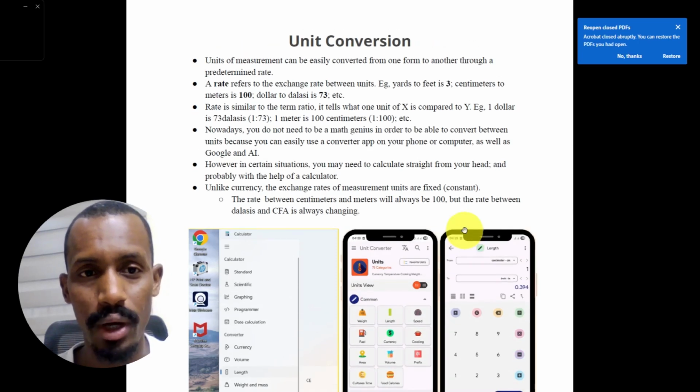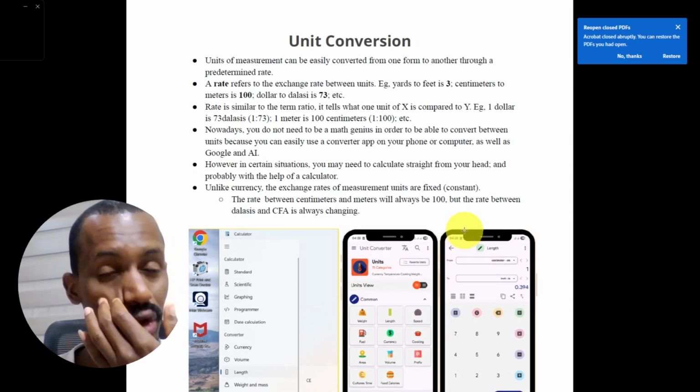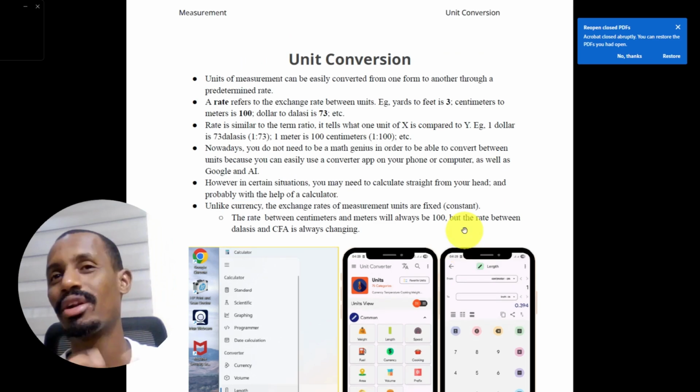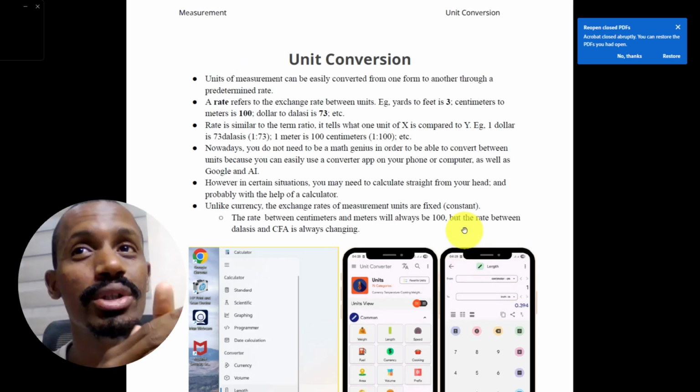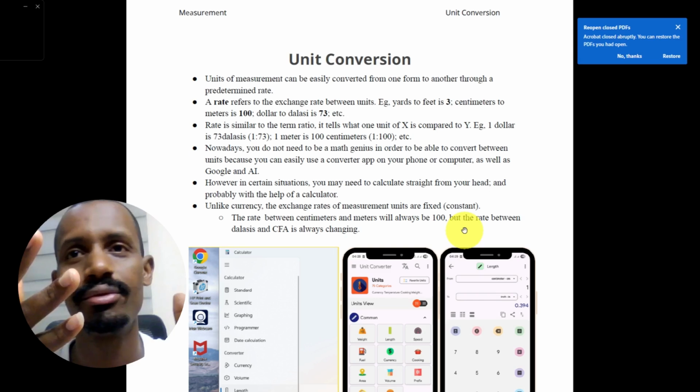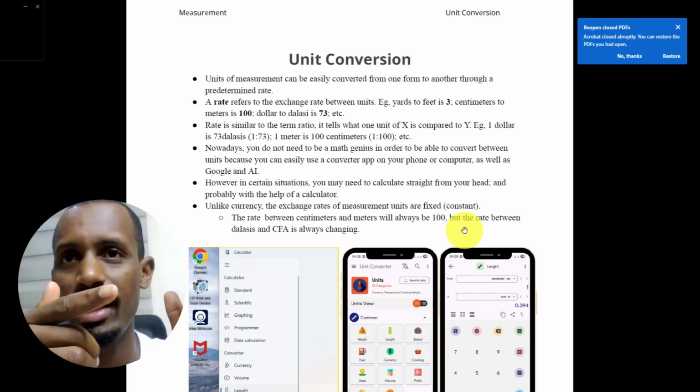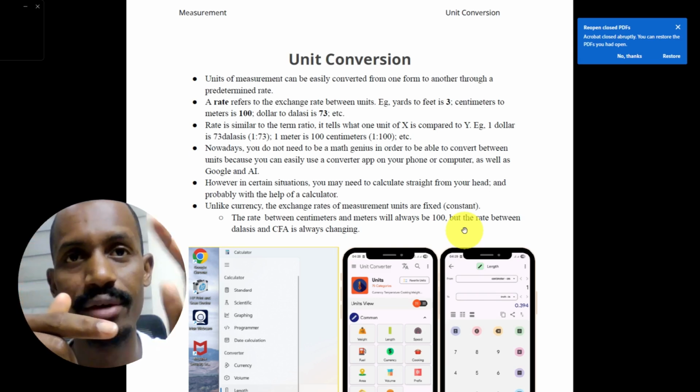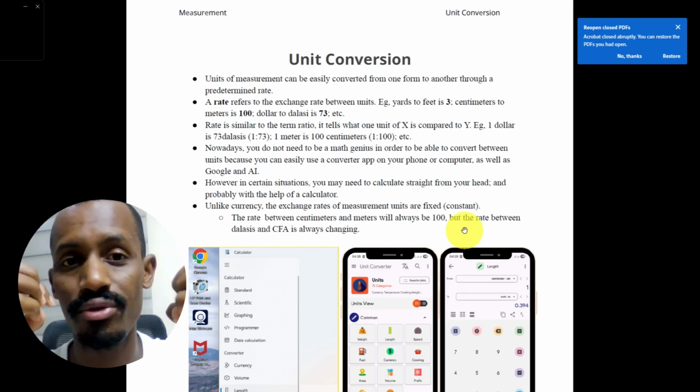Now we go to unit conversion. Just like how we convert different currencies, because we have all these units, metric units, imperial units, their prefixes, we have everything. So we need to be converting units.